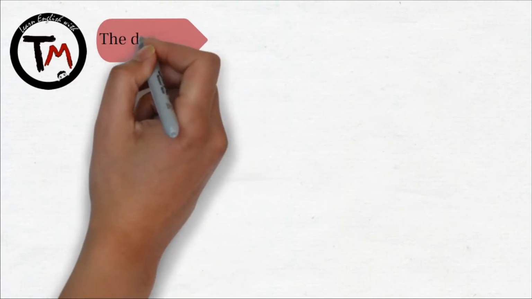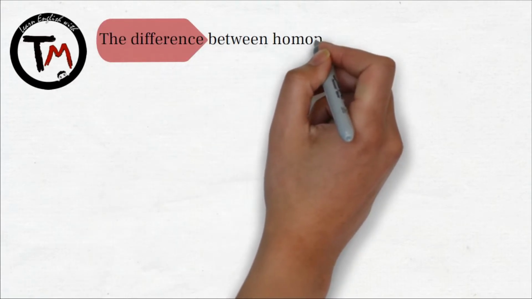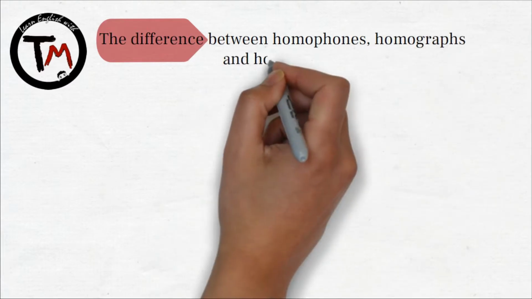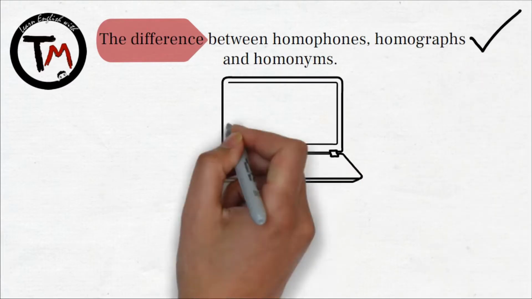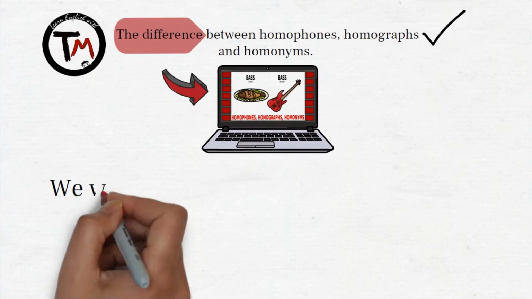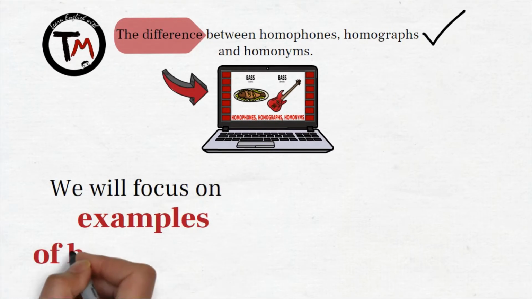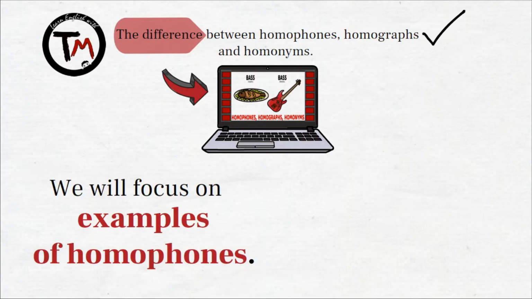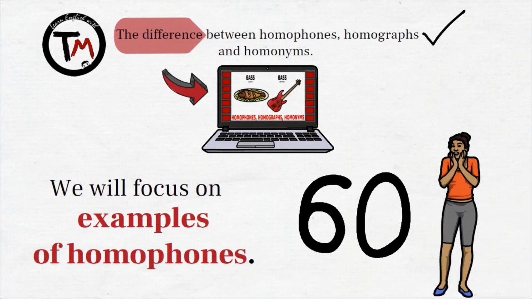We've already explained the difference between homophones, homographs, and homonyms. You can find it here. In this video, we'll focus on examples of homophones and we will show you 60 pairs of them.